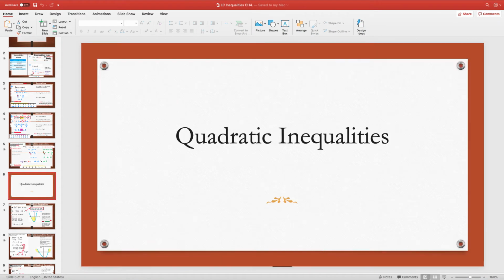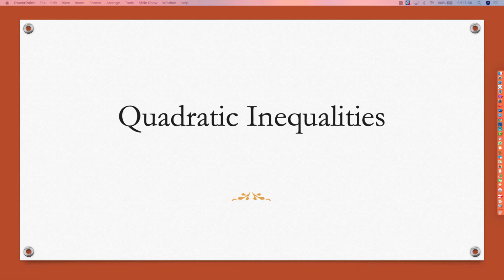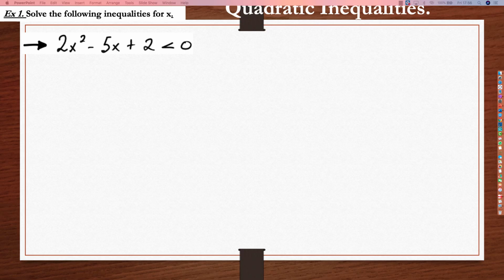Leaving Cert stuff. Let's jump into it. Quadratic inequalities. Quadratic inequalities only come up on Leaving Cert higher level. Solve the following inequalities for x. So 2x squared minus 5x plus 2. We'll get a quick little run through one of these before I get you to do one. So we want to get the values for x in which it's less than 0.